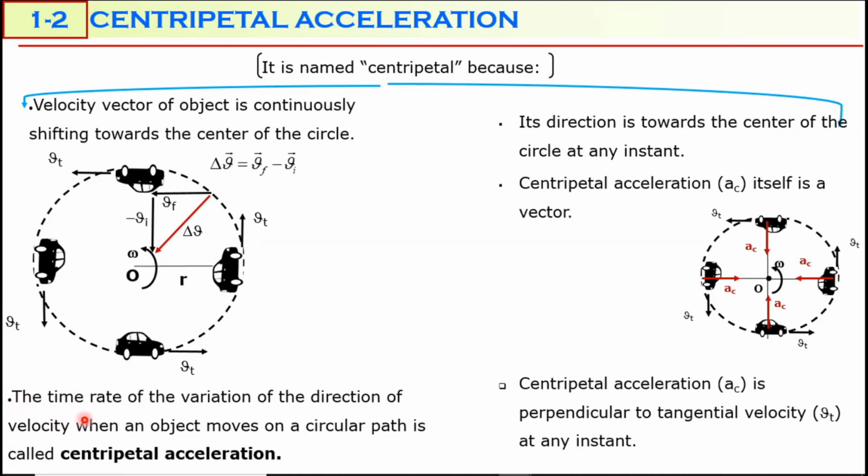Time rate means change divided by delta t. Time rate of change, I mean variation, means change. The time rate of variation of direction of velocity when an object moves on a circular path is called centripetal acceleration. This definition is one of the ministry exam questions. They ask it like this: the time rate of variation of direction of velocity when an object moves on a circular path is called what? So it is called centripetal acceleration.